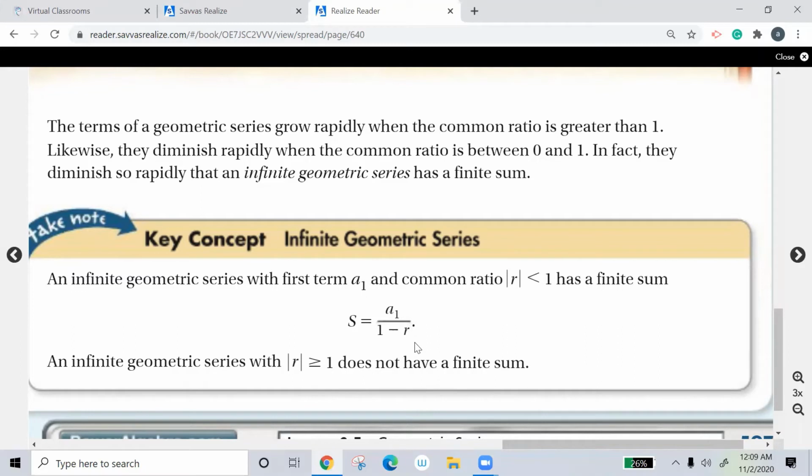Okay, remember, if the absolute value of the common ratio is less than 1, that is a finite sum. And if it's not, that is, if the absolute value of the common ratio is greater than or equal to 1, it doesn't have a finite sum. Okay, let's move to the next page.